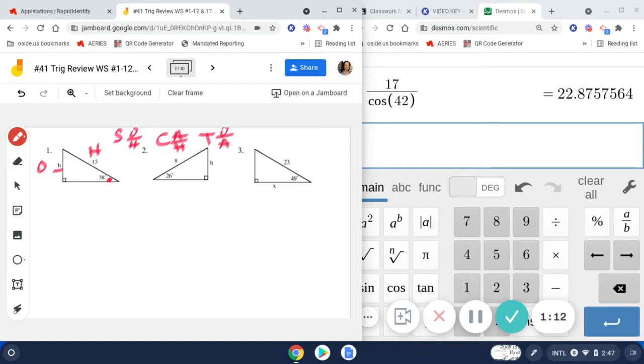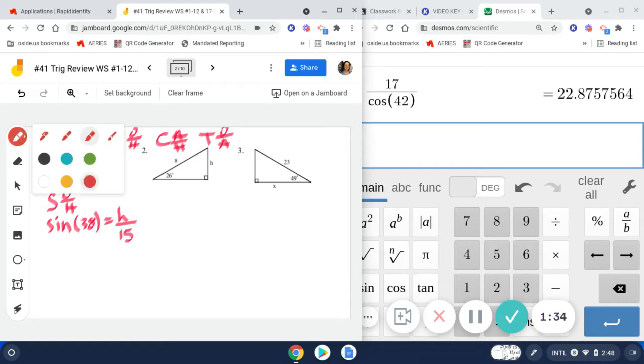Okay, so this one happens to be the O and the H. This is our sine function. We know that we are using the SO because we have an O and an H. So now we identified that it's the sine. Let's plug into the sine function. Sine of 38 degrees is equal to the opposite over the hypotenuse. Do you see where all those numbers came from?